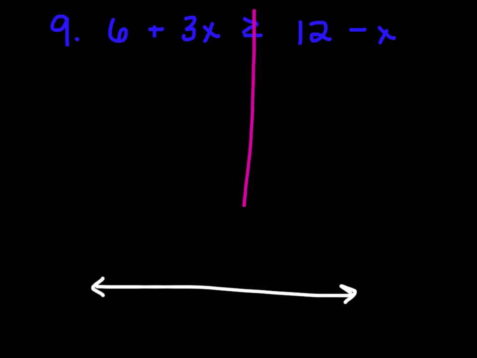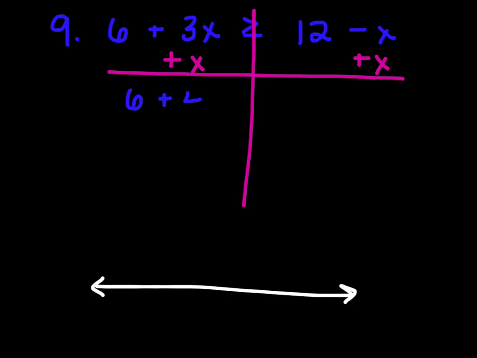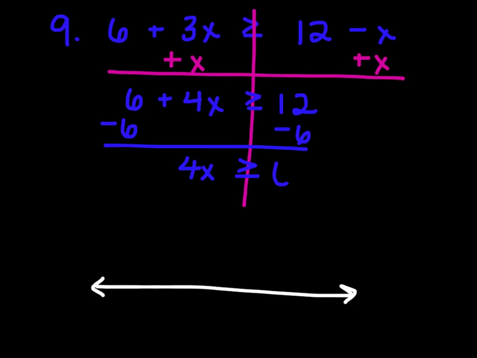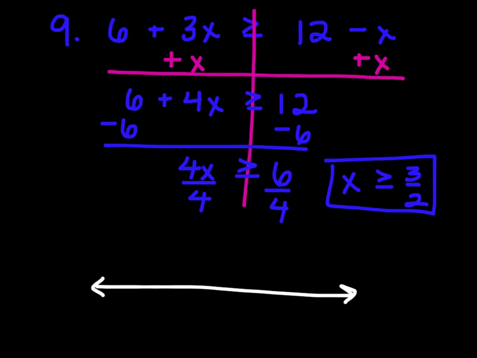We have x's on opposite sides of that equal sign. So I'm going to start by moving the smaller to the larger, and the smaller one here would be this negative 1x. So I'm going to add plus x to this side and plus x over here. That's going to leave me with 6 plus 4x on the left is greater than or equal to 12. So now if I want to solve for x, I'm going to subtract 6 from both sides. That leaves me with 4x is greater than or equal to 6. And then I'm going to divide both sides by that 4. Yes, this is going to be a fraction, and that's okay, so just leave it as a fraction. So we have x is greater than or equal to 3 over 2, and I got that by reducing 6 over 4. So this is my inequality.